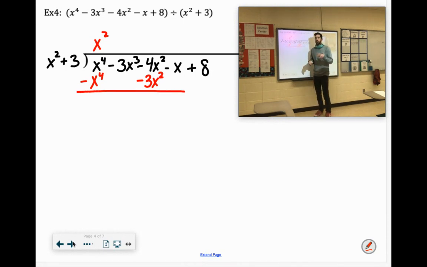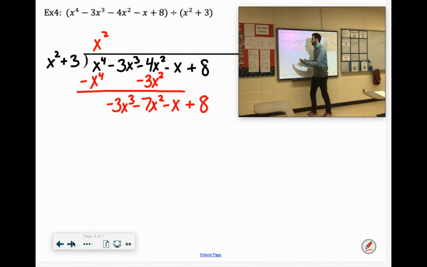So this one to me is nice to actually bring everything down each time. X to the fourth minus x to the fourth, nothing. We bring down our negative 3x to the third. Negative 4x squared minus 3x squared is negative 7x squared. We could bring down our negative x and our plus 8 as well. I would recommend that on this one, just because it's going to get weird when we split them.